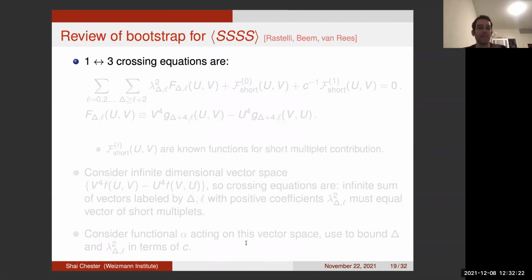Okay, so now let's take a step back from the integrated constraints and just review the conventional numerical bootstrap for the stress tensor multiplet correlator. It's shown by Leonardo and collaborators. So you start with the 4-point function expansion.